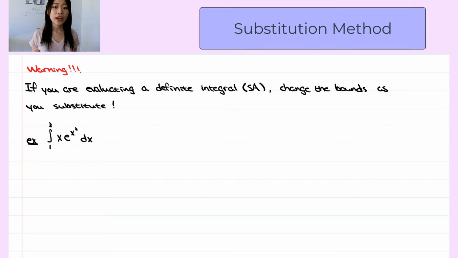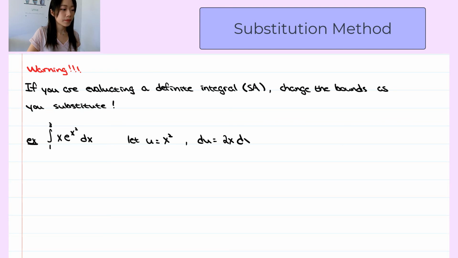Warning: when you are evaluating a definite integral, meaning when the bounds are specified, then when you use the u-sub, you also have to change the bounds. For example, the integral of x times e to the power of x squared from 1 to 3. In the integrand, we have a composition function, e to the power of another function of x. So let u be the inner function, x squared. So du would be 2x dx. And remember, we have to change the bounds.